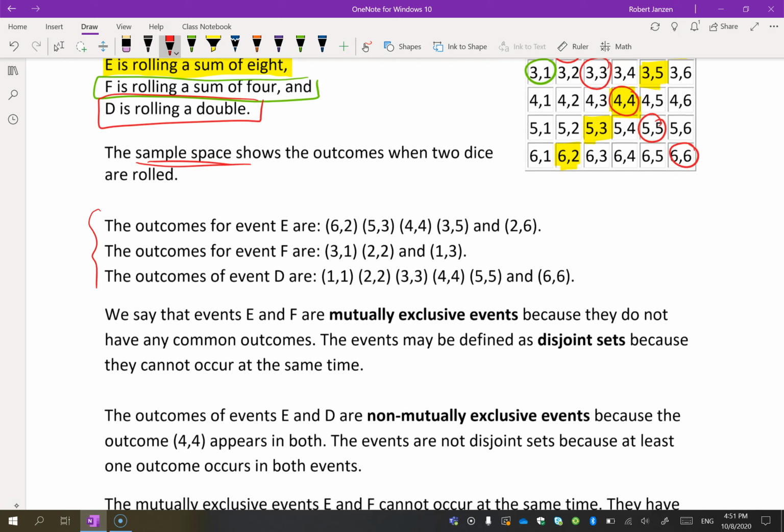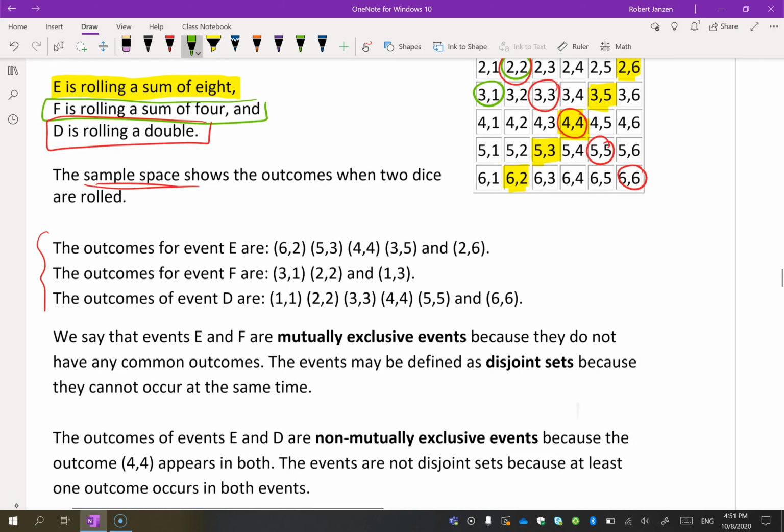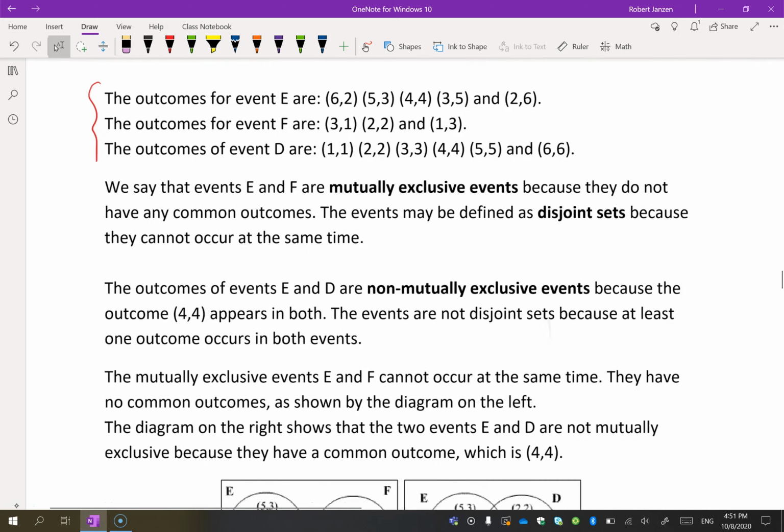I've listed them here. We say that events E and F are mutually exclusive because they do not have any common outcomes. Okay, if you look up here, adding to 8 and adding to 4 are not the same. None of them are in common. All right, we call those mutually exclusive events. They are called disjoint sets because they cannot occur at the same time.